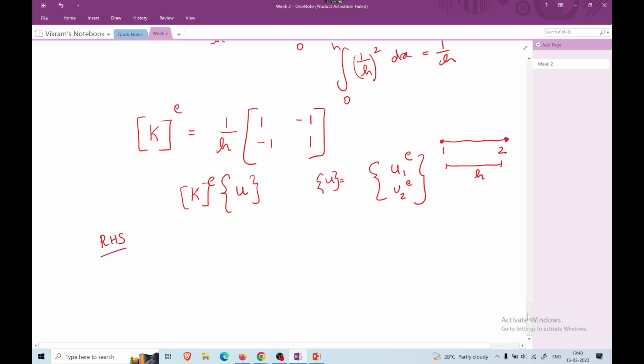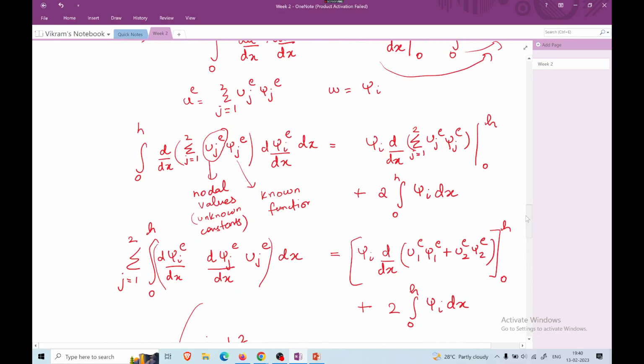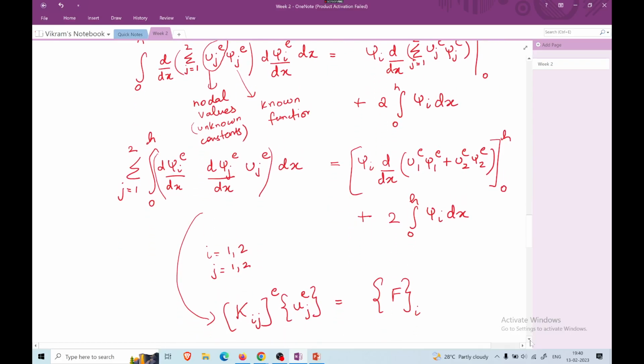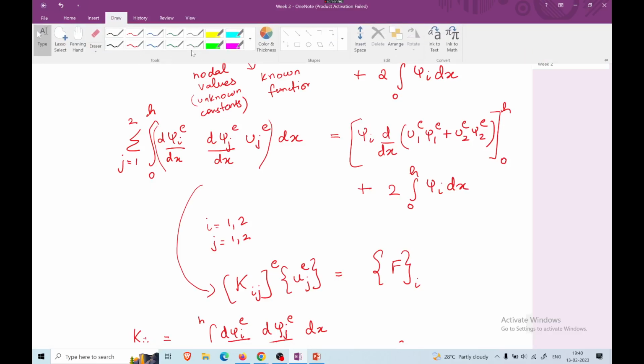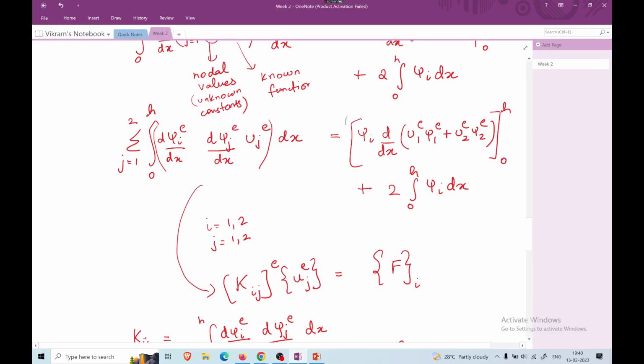So RHS, I am going to split into two. This was the equation, right? So my RHS, let me take this color. This is the boundary term, because I am going to evaluate it only at the 0 and h boundary, and this is another RHS term. So let me call this 1, let me call this 2.